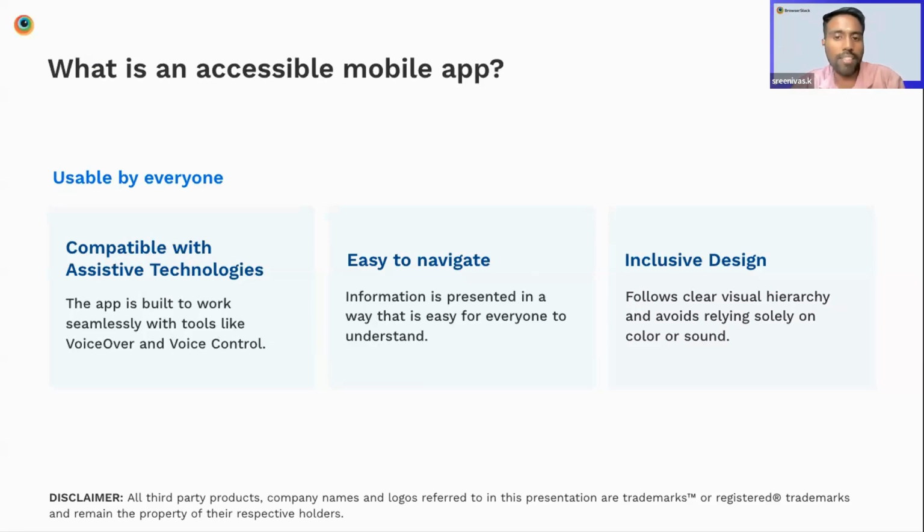First and foremost, your app should be compatible with assistive technology. This is the most important piece, because most disabled users today use some sort of assistive technology. It could be screen readers, VoiceOver on iOS, TalkBack on Android, or external keyboards, switch devices, and so on. So ensuring that your app is compatible with assistive technology is most important. And secondly, you have to follow some design guidelines, and it should be easy to navigate. Users should be able to navigate easily. It should have proper spacing, touch target size, proper colors, and so on. And also it has to be inclusive in design.